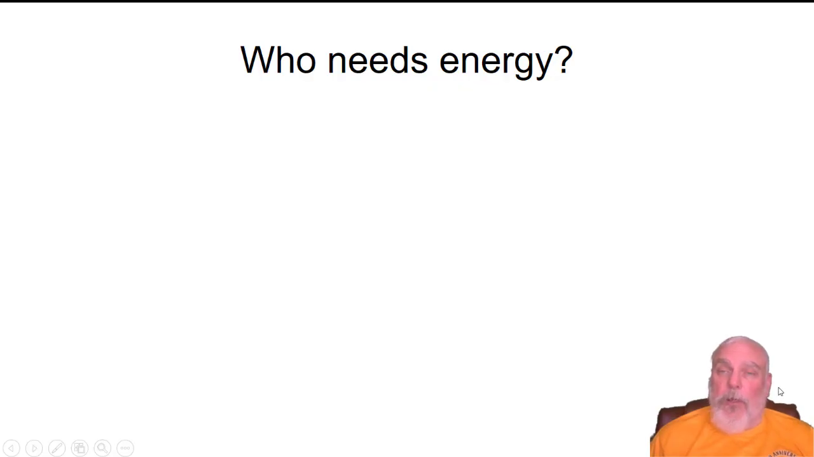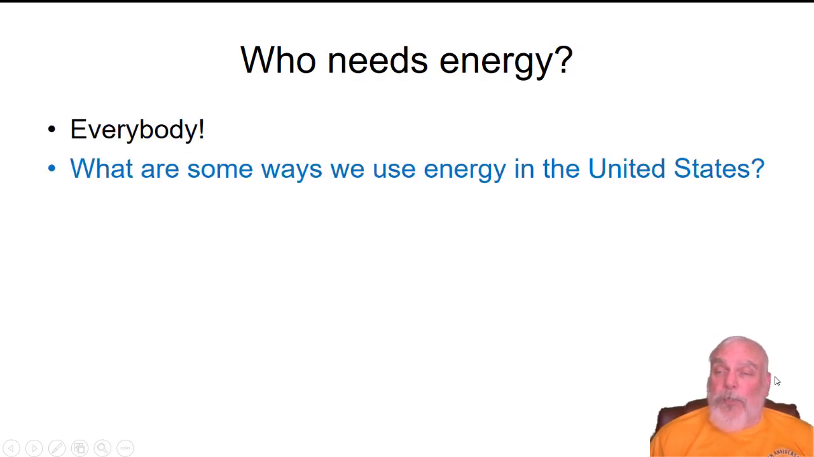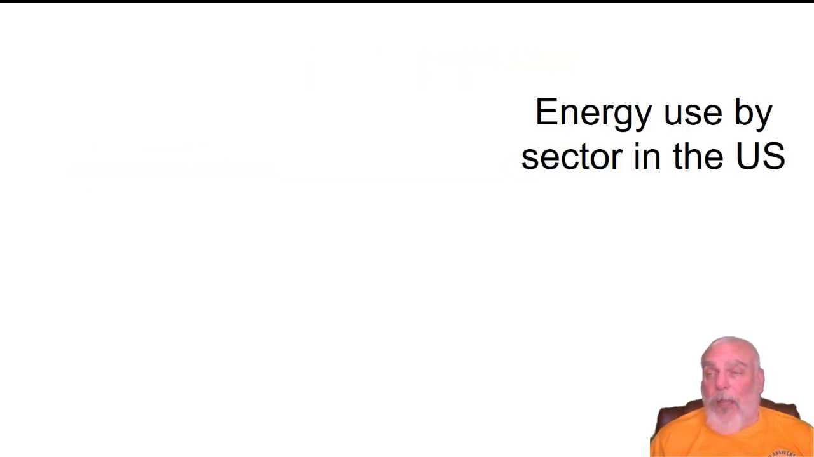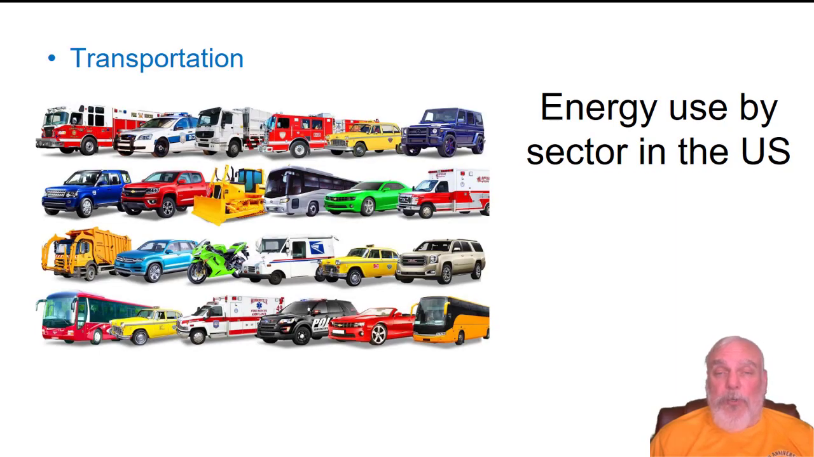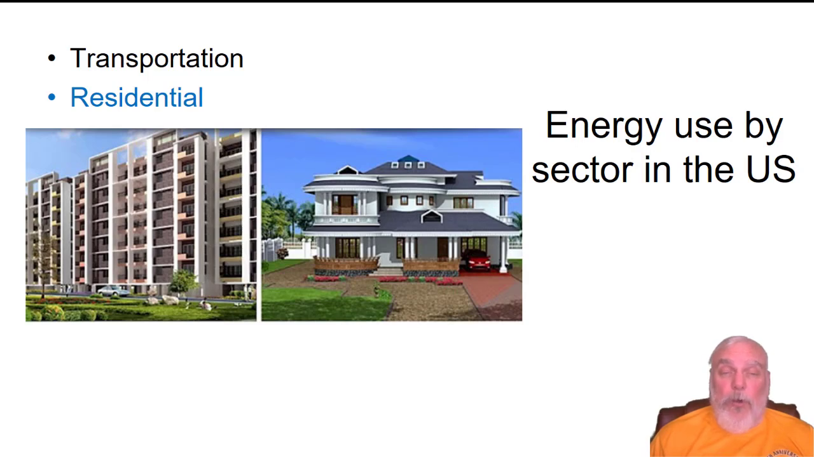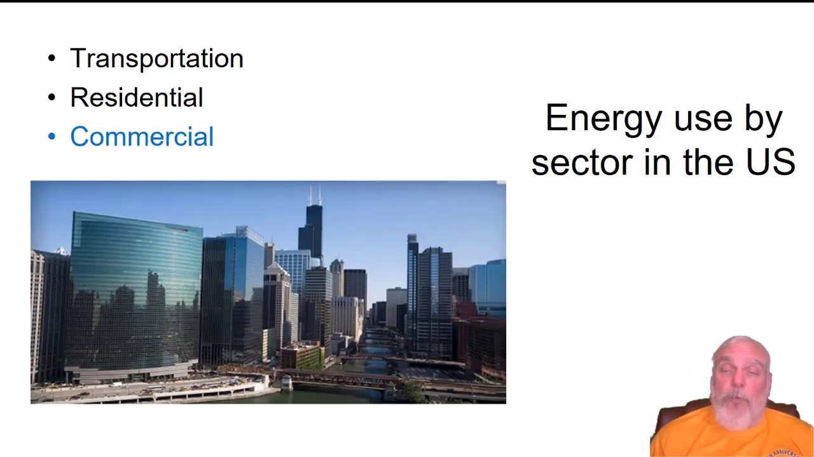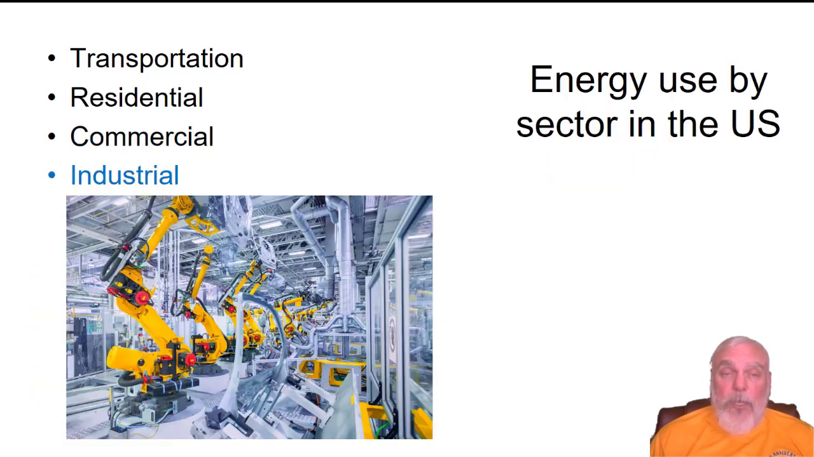Okay, who needs energy? Well, everybody does. Everybody needs energy, and some people use more energy than others. What are some ways that we use energy here in the United States? Well, let's take a look at it by sector use. By sectors, I would mean one sector would be transportation, for example. So we use energy for transportation. We use energy in our homes. That would be residential. We use energy in our businesses, and that would be considered commercial. And then we use energy to build things in our factories, and that would be considered industrial.